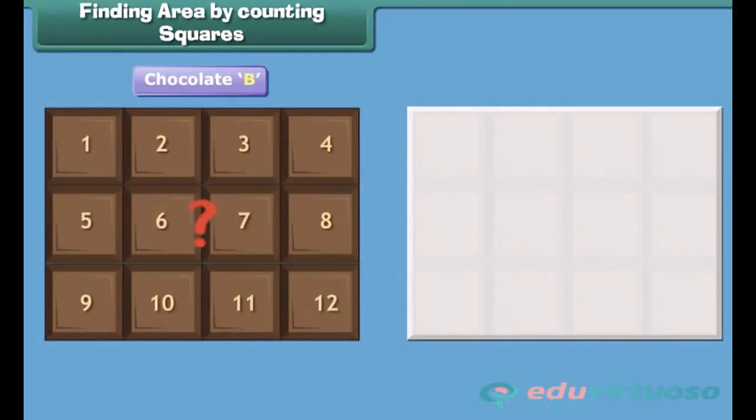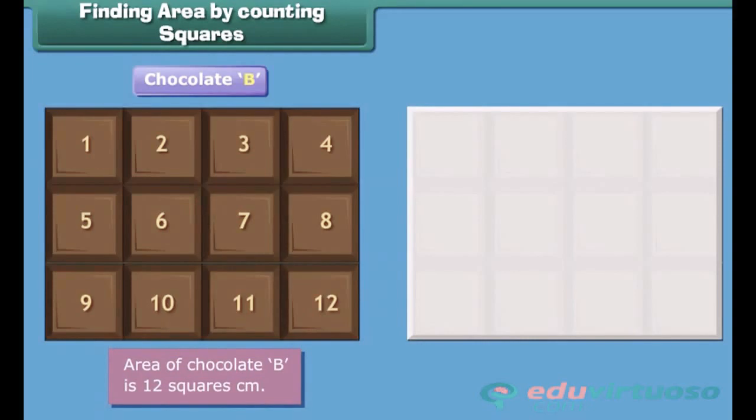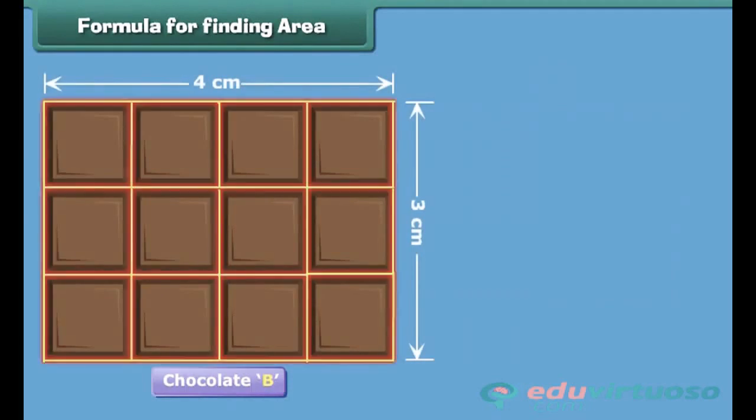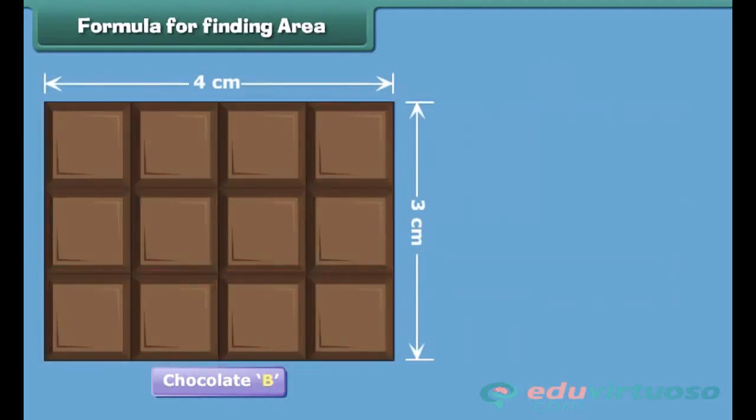Can you tell what would be its area? Very easy. It's 12 square centimeters. So, among chocolates A and B, chocolate B is bigger in size. We have found the area of the chocolate B by counting the total number of squares on it.